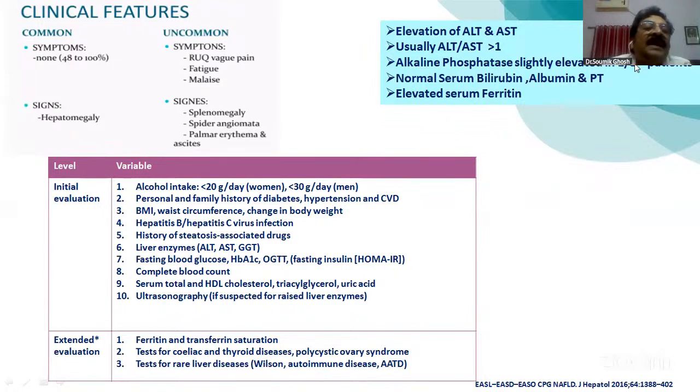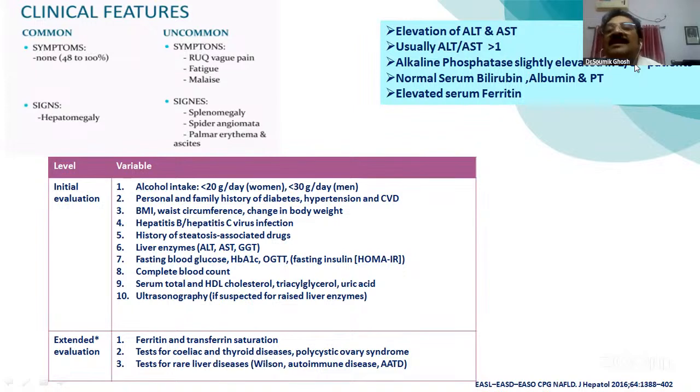So how to detect? Keep in mind that symptoms will almost always not be there. There will be some symptoms in 50% of patients, and vague ones, even fewer in the initial stage of non-alcoholic fatty liver disease. The sign of hepatomegaly is not always a constant feature. Uncommon symptoms include vague abdominal pain, mainly in the right upper quadrant, fatigue and malaise. Signs like splenomegaly, spider angiomas, palmar erythema and ascites are the later consequences.